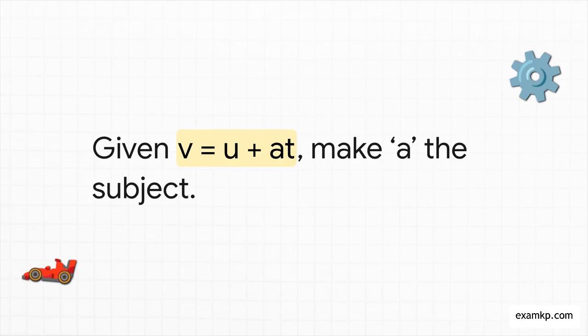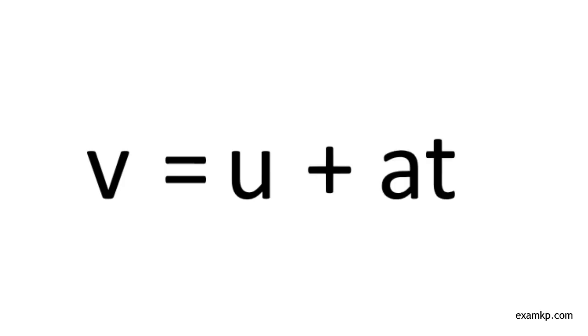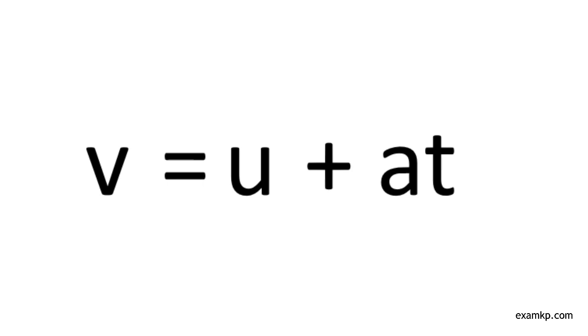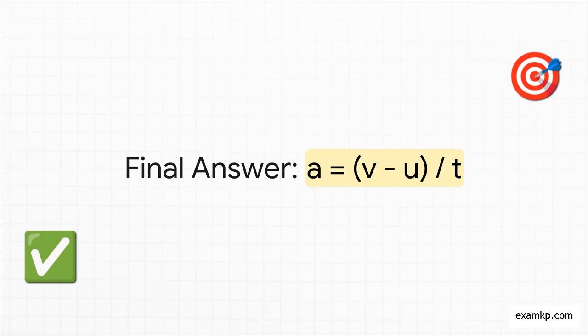Okay, here we go. We've got the formula for final velocity. Our goal, our mission, is to get A, that is acceleration, all by itself on one side of the equal sign. Now, if you look at the right side, A is being multiplied by T. And then, U is being added to that whole chunk. So what's the first layer of the onion we need to peel off?